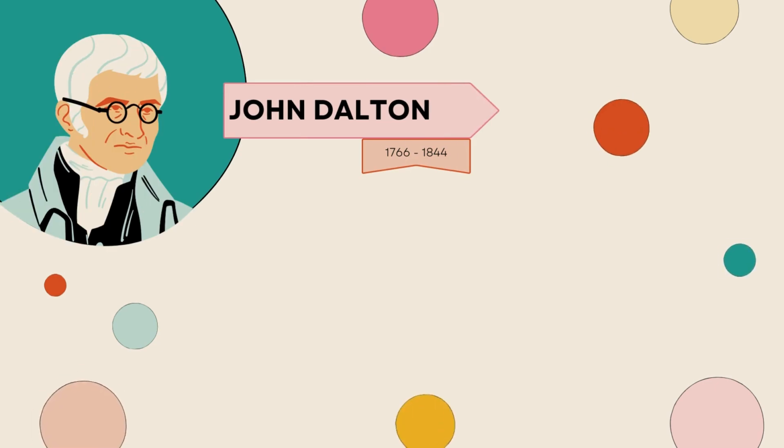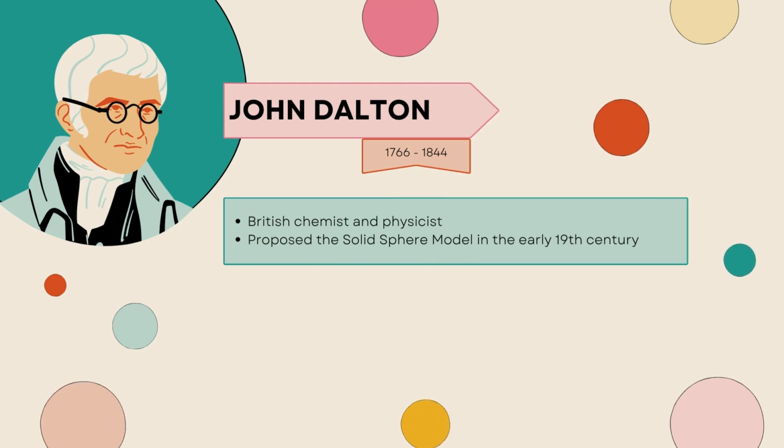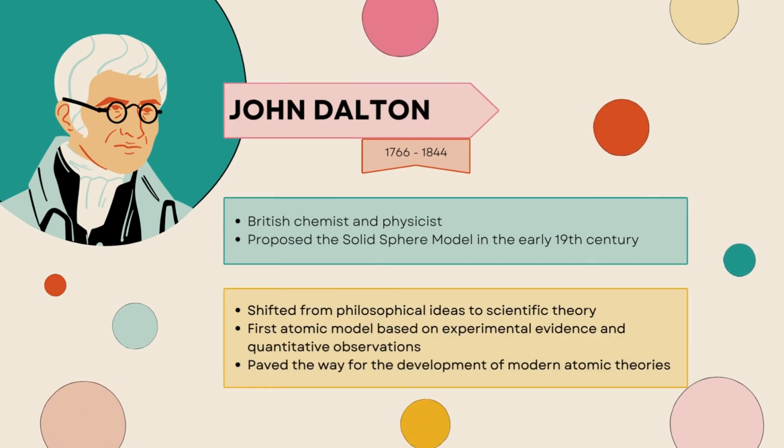Next, I give you a brief explanation about the theories and their scientists. First, I tell you about John Dalton. Who is John Dalton? When was he born, when did he die, and what were his theory and study? I give you a full explanation. John Dalton was born in 1766 in the middle of the 18th century and died in 1844. He was a British chemist and physicist. He proposed the solid sphere theory in the early 19th century. His model is the solid sphere model.